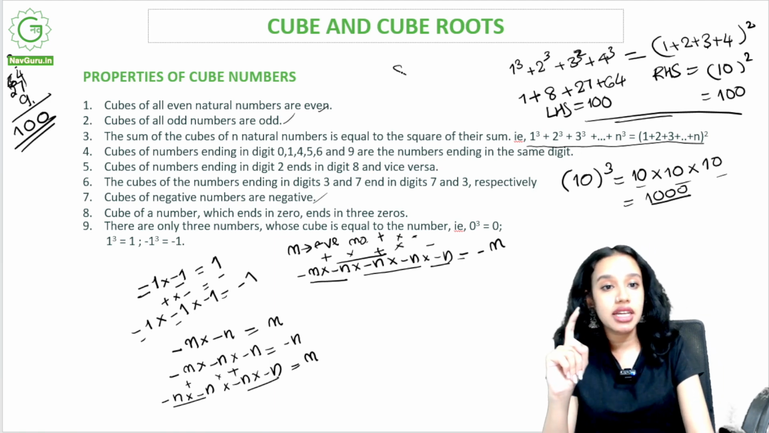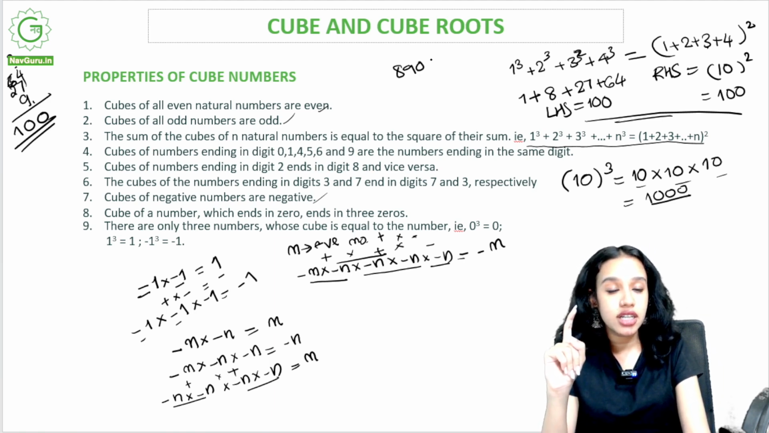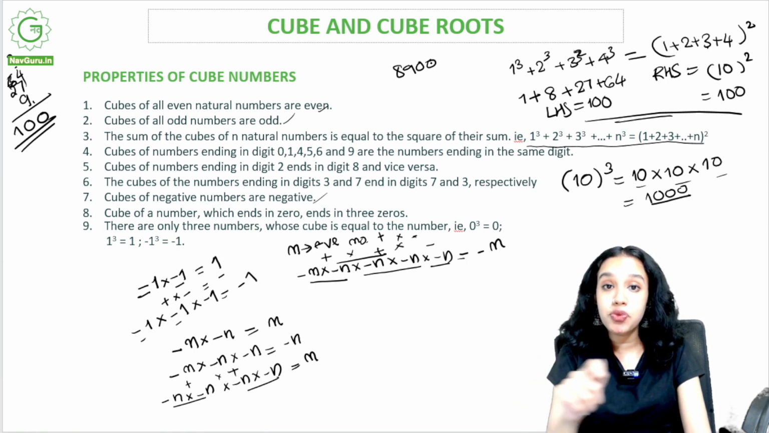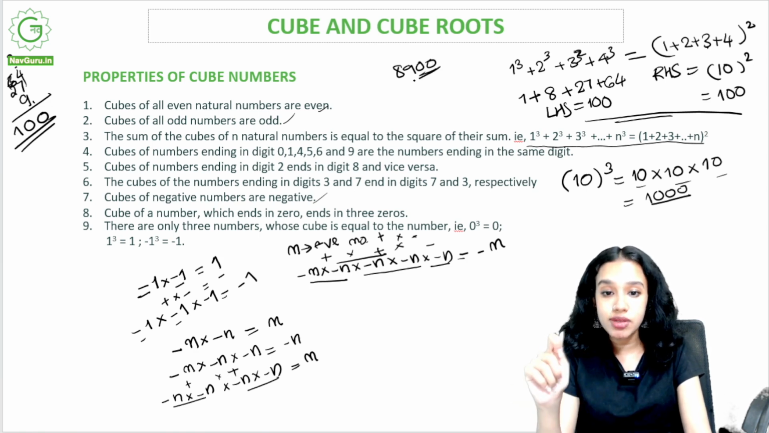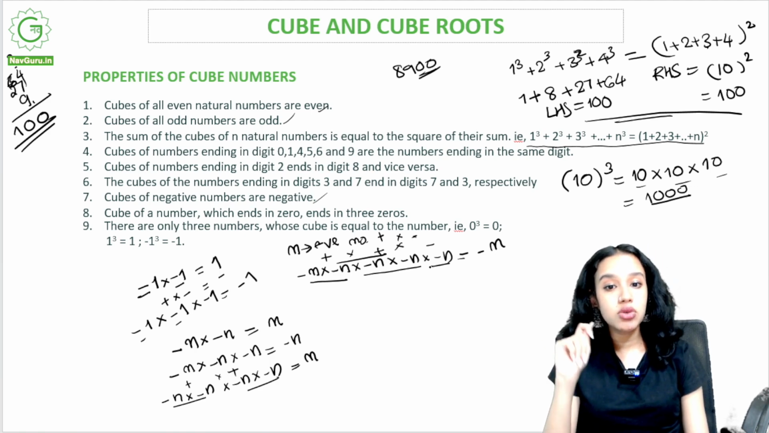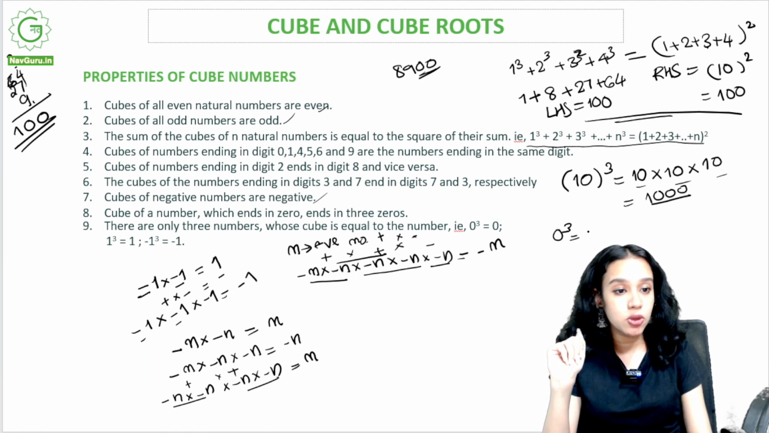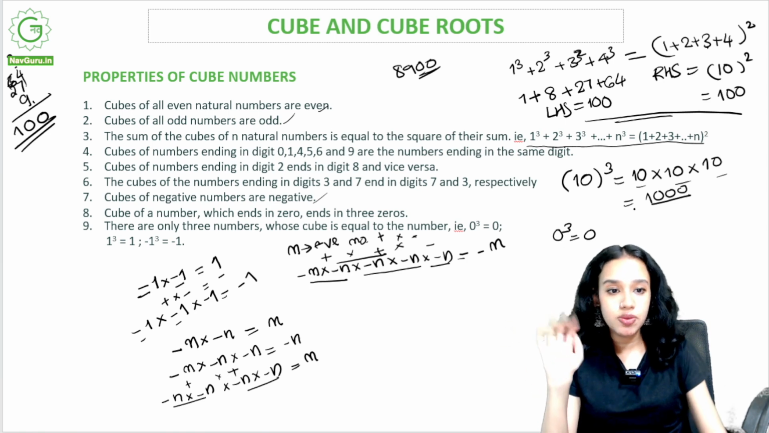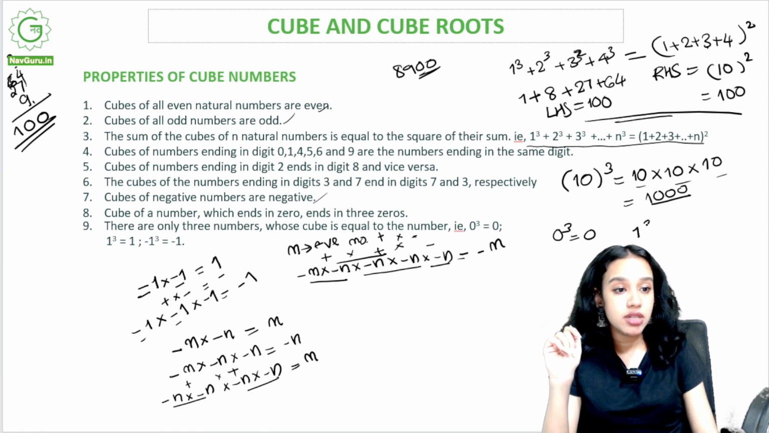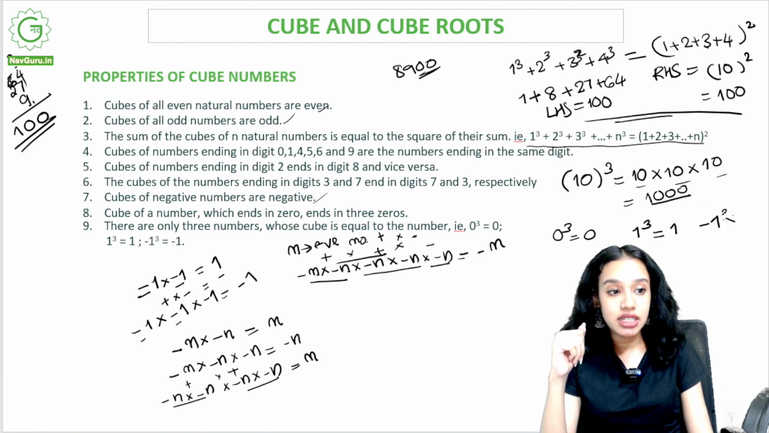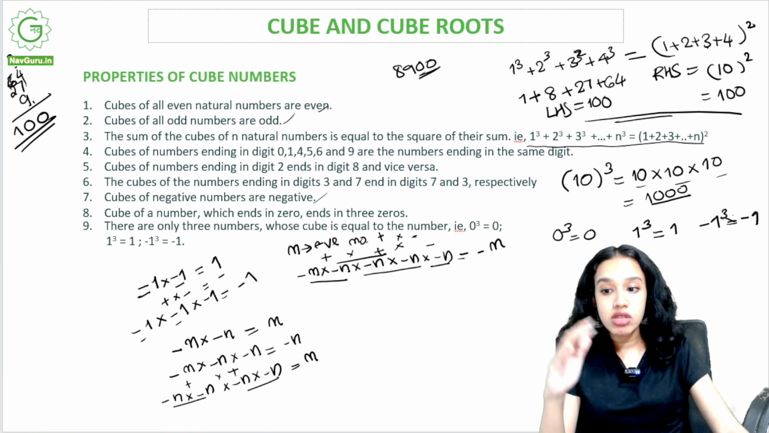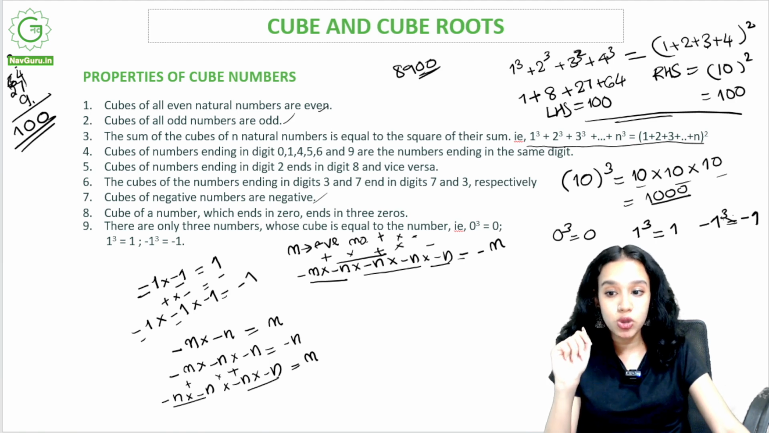Now, if we get a number like 8900, would it be a perfect cube? It wouldn't. Why? Because it ends in 2 zeros, right? Now, there are only 3 numbers whose cube is equal to the number itself. Which are these numbers? We have 0 cubed is equal to 0, since 0 multiplied any number of times is 0, right? Now, we have 1. 1 multiplied any number of times would be 1. Now, minus 1 multiplied an odd number of times is equal to minus 1, the number itself. Now, these are some few properties of cube numbers.